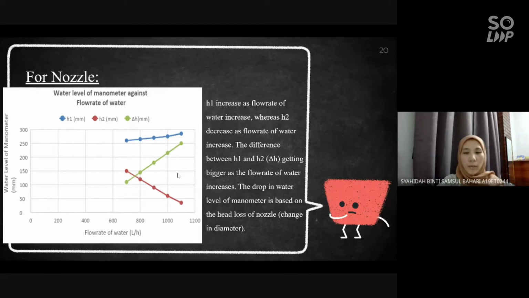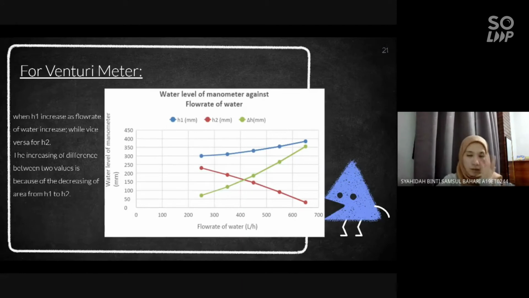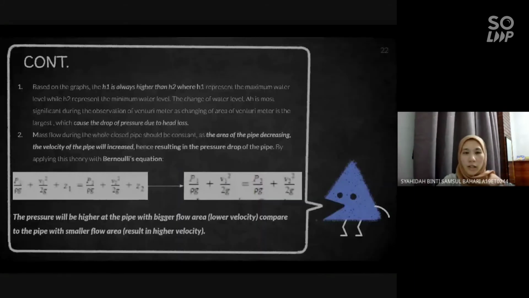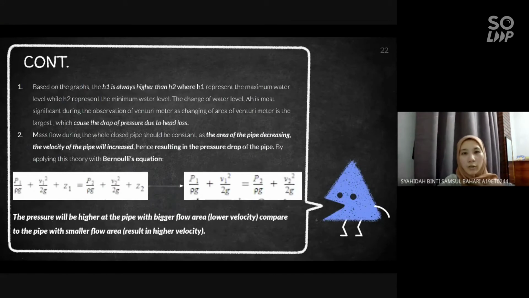The drop in water level of the manometer is based on the head loss of the nozzle, which is due to the change in diameter. The last one is the venturi meter, where H1 increases as the flow rate of water increases, while H2 decreases as the flow rate increases. The increase of the difference between the two values is because of the decreasing area from H1 to H2. Based on the graph, H1 is always higher than H2, because H1 represents the maximum water level and H2 represents the minimum water level. The most significant delta H in this experiment is for the venturi meter, because its area change is the largest, and it causes the pressure drop due to head loss.